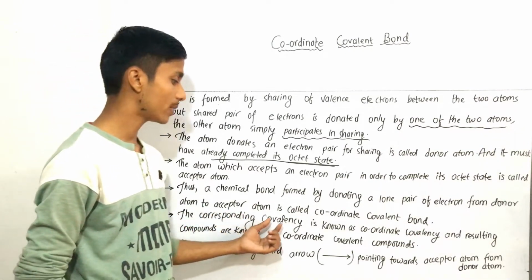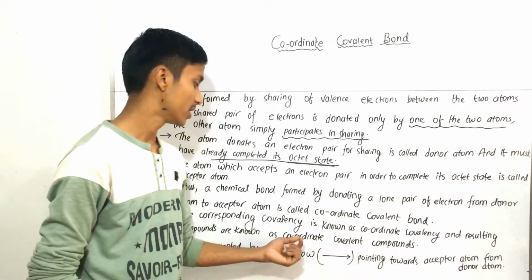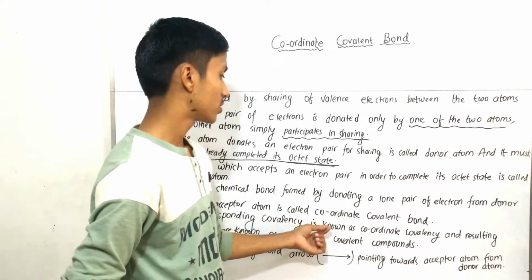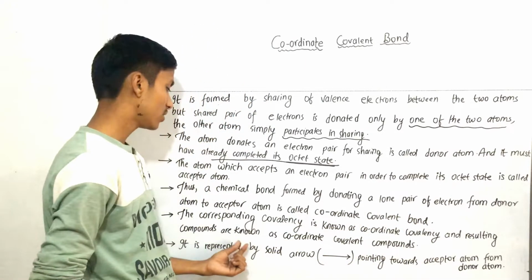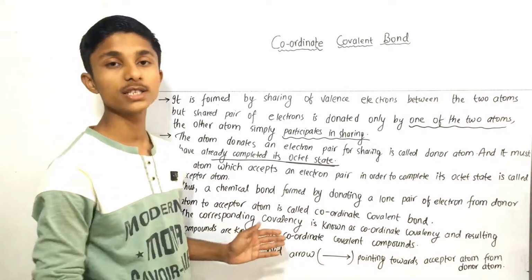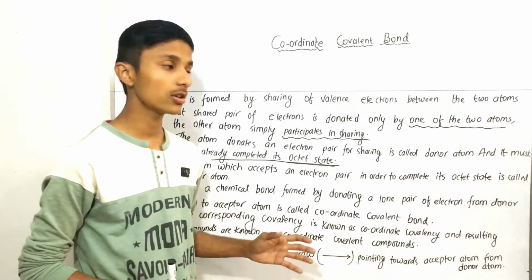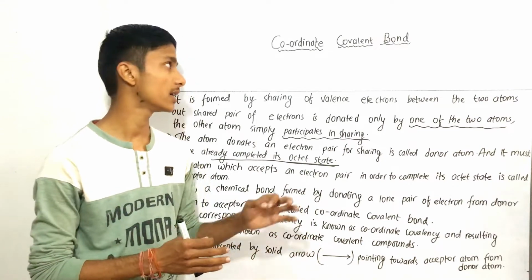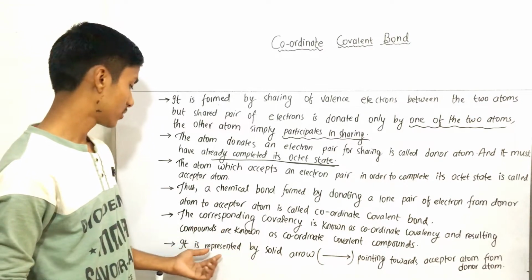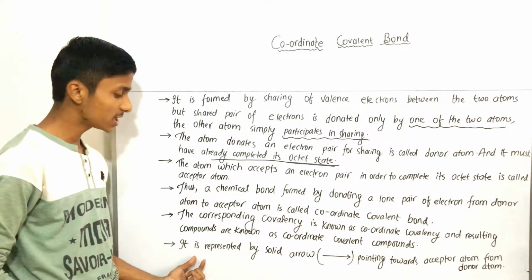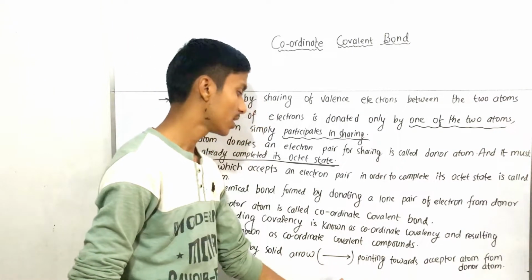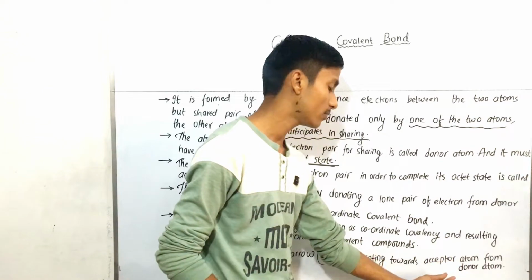The corresponding covalency is known as coordinate covalency. I have also discussed covalency in the previous lecture. The resulting compounds formed by the coordinate covalent bond are known as coordinate covalent compounds. And the last point: it is represented by a solid arrow pointing towards the acceptor atom from the donor atom.